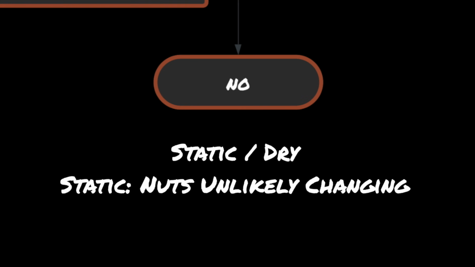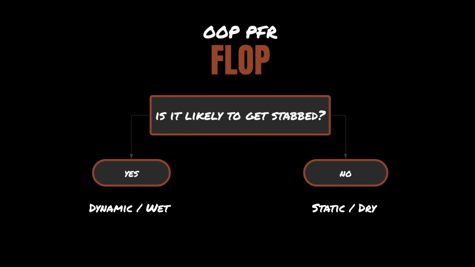And when we look at static, the board could be dry, like our example before, Ace 7 deuce rainbow. This is a static dry board. Or the board could be wet, like Jack 10 deuce with 3 clubs. This board is static because the nuts, an ace high flush, is unlikely to change on the turn, but the board is wet because a lot of draws could come in on the turn. The more dynamic and wet the board, the more likely it is to get stabbed. The more static and dry the board, the less likely it is to get stabbed.